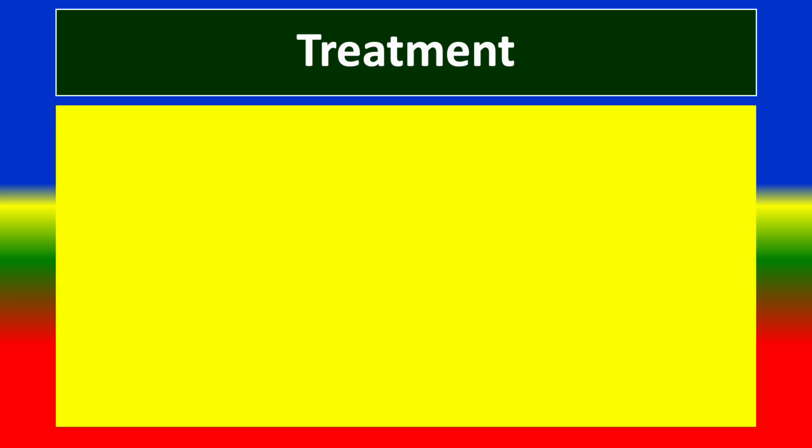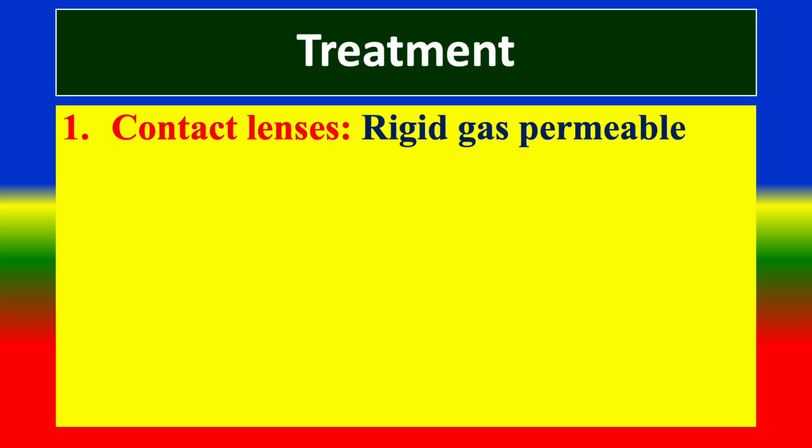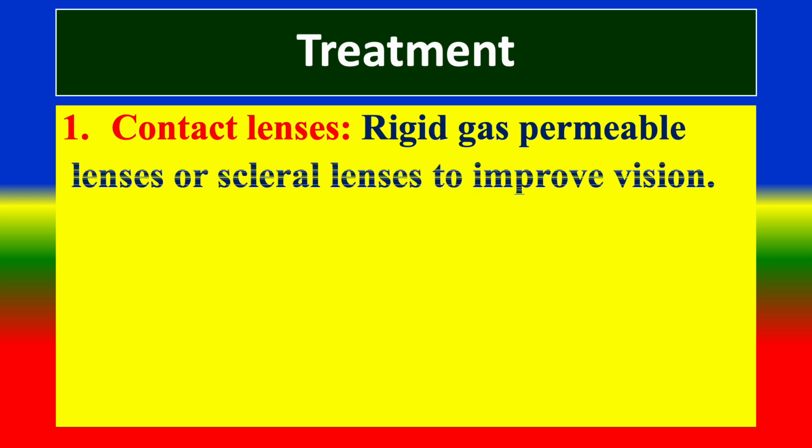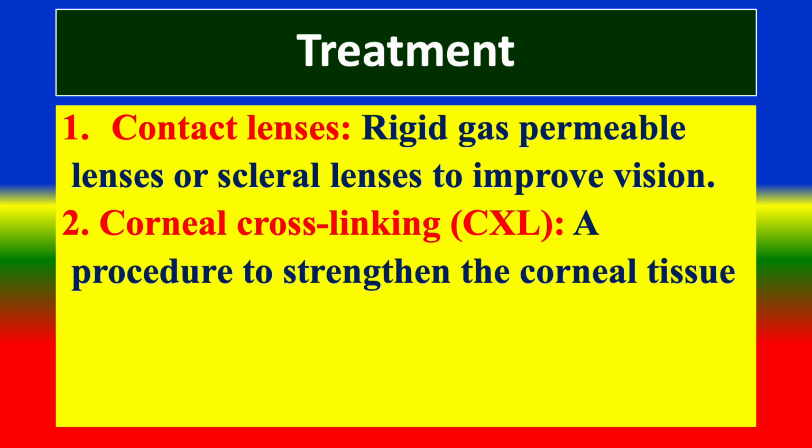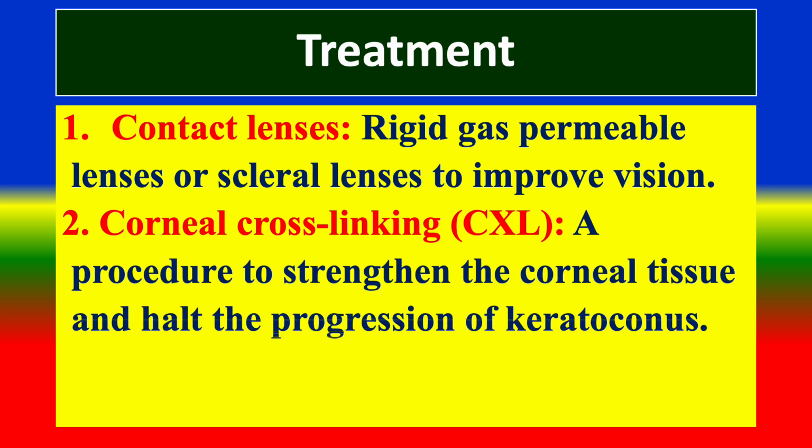Treatment options. 1. Contact lens, rigid gas permeable lens, or scleral lens to improve vision. 2. Corneal cross-linking, a procedure to strengthen the corneal tissue and halt the progression of keratoconus.